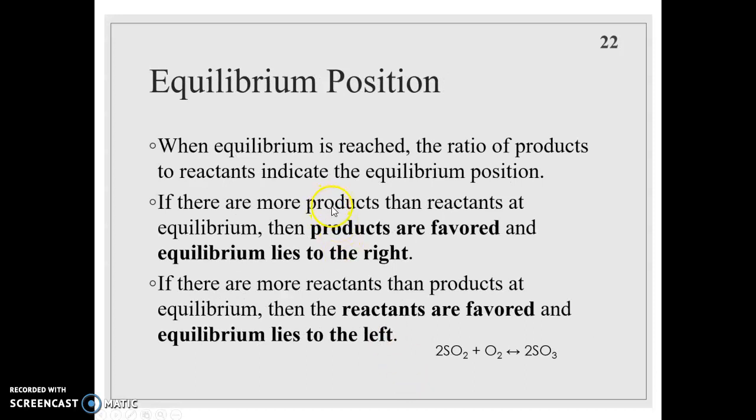Okay, so when equilibrium is reached, the ratio of products to reactants indicates the equilibrium position. If there are a lot more products than reactants, then we say the reaction is product favored and that the equilibrium lies to the right. Why do we say to the right? Well, products are found on the right side of an equation. As this equation is written, the products are on the right and the reactants are on the left. So if reactants are heavily favored, in other words, if there are a lot more reactants than products, then the equilibrium lies on the left.